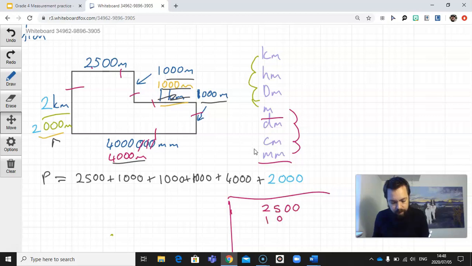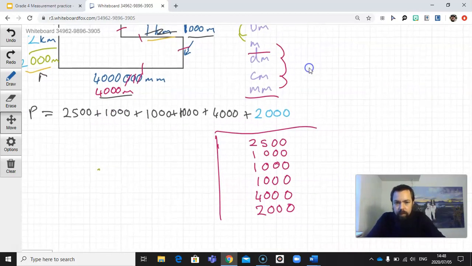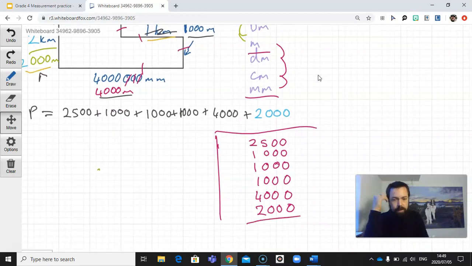2,500, 1,000, 1,000, 1,000, 4,000. I'll move my screen up now. And 2,000. All right, so I need to add those together. I'm going to do it as column addition. So I'm going to add up the right column first.